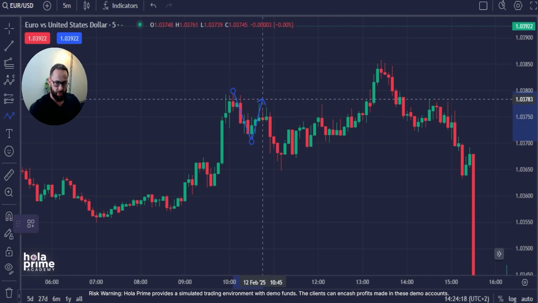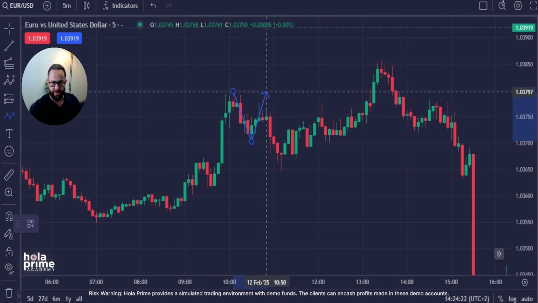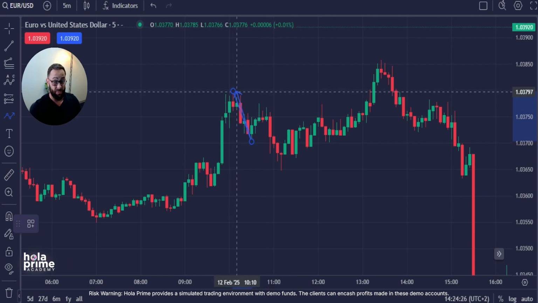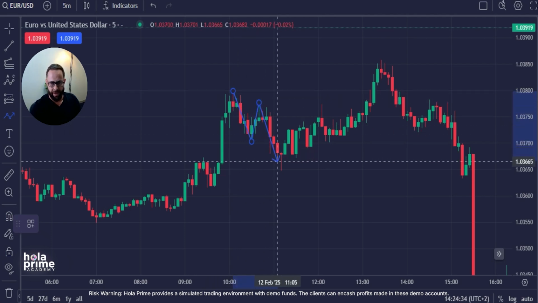Second characteristic would be a failure to break above that previous high. Sometimes, again, as in the previous example, price might make another high or just move straight up in line with that previous high, creating a double top. In this case, it didn't. It created a lower low and then moved lower again.